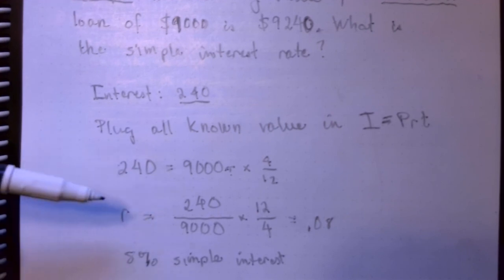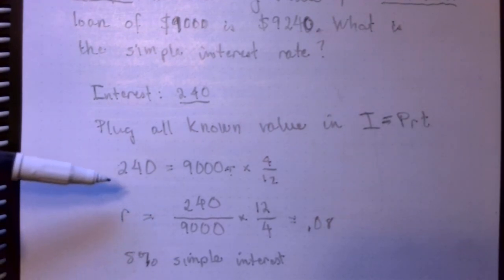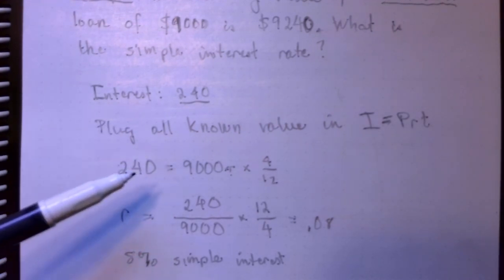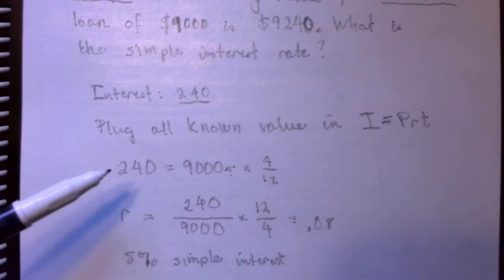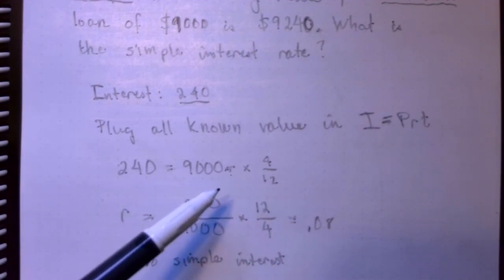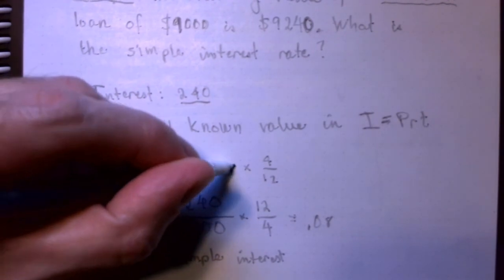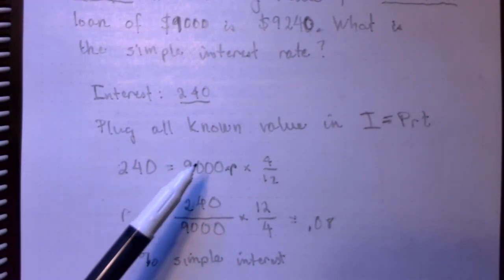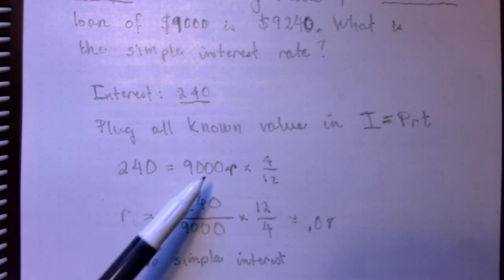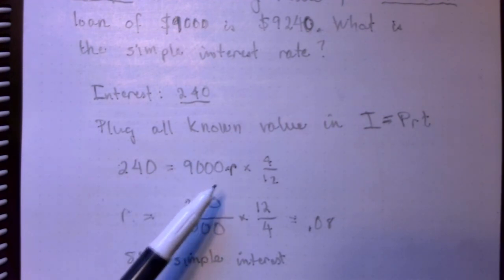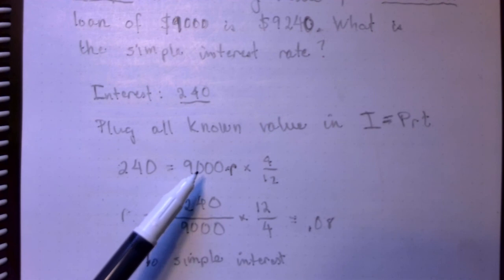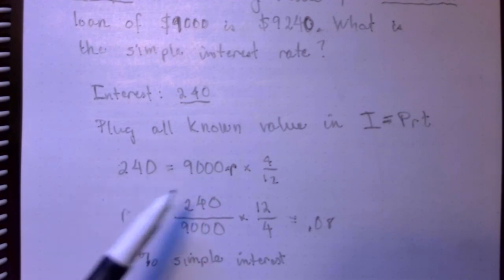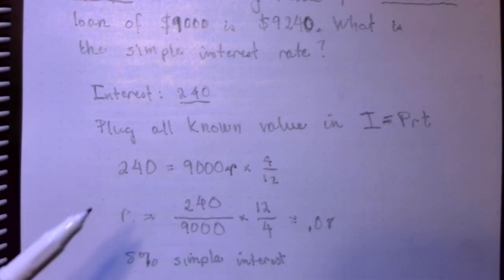So if you need to find the interest rate, it's just a matter of working backwards. Plug in all the values you know and solve for the one thing that you don't know. In our case, we didn't know R, the interest rate. If you're multiplying by something and you want to get rid of that because you want to isolate R, you divide. If you're dividing by something, you multiply to clear that out. It's just a matter of undoing that operation.